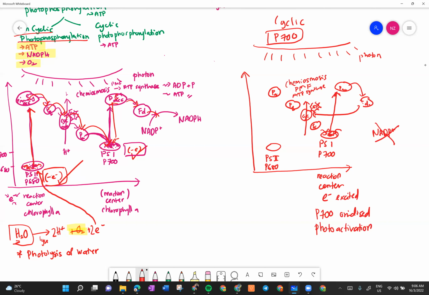Okay, so now the electron yang dah pergi kat cytochrome sini akan hilang dia punya energy level dia. So dia nak pergi mana? Dia akan pergi kepada plastocyanin. Okay, dia akan pergi pada plastocyanin dan akhirnya elektron tersebut akan masuk balik kepada P700 kita.